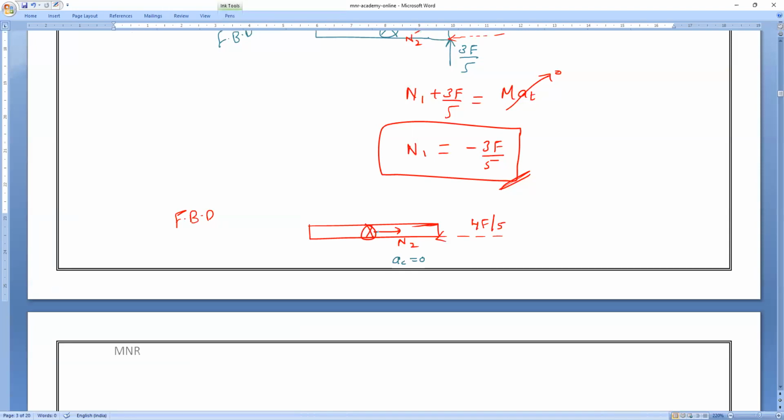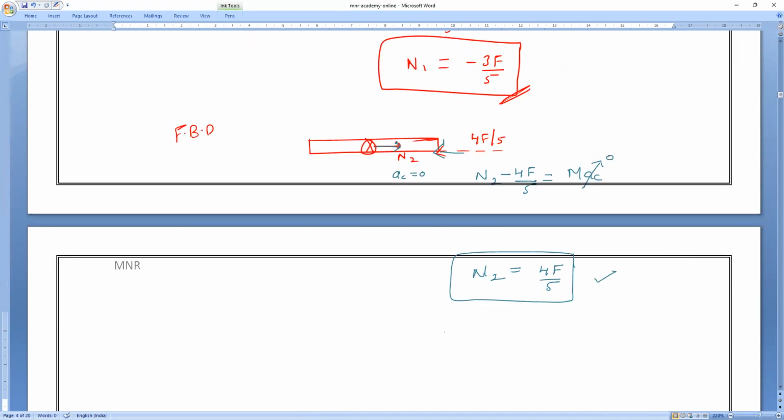Now, are these both in the same direction or opposite direction? Opposite direction. N2 minus 4F divided by 5 equals mass into centripetal acceleration. So centripetal acceleration is 0, so N2 is equal to what? 4F by 5. So this is how we have to find the hinge forces.